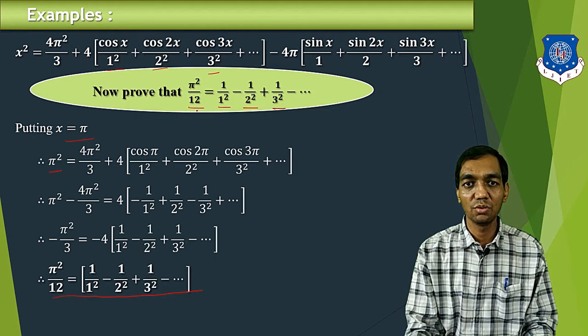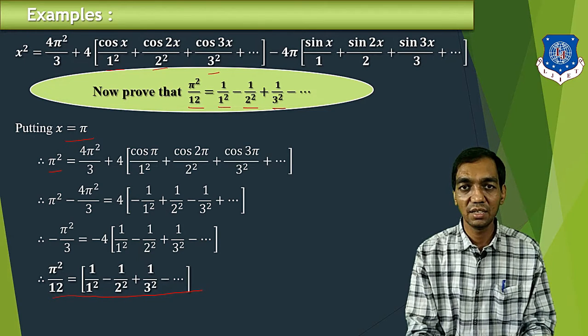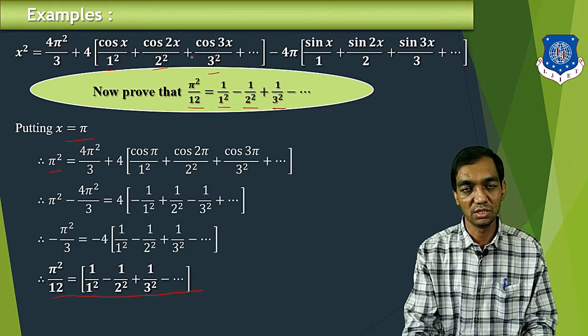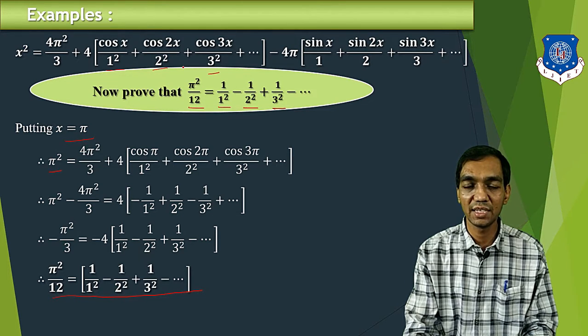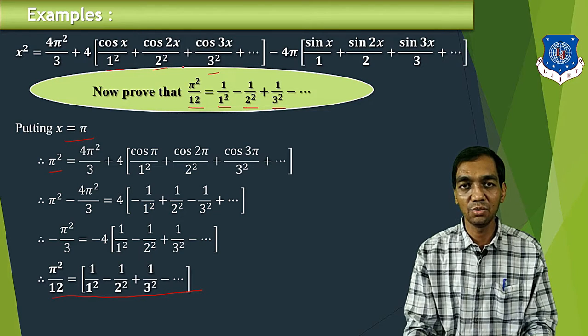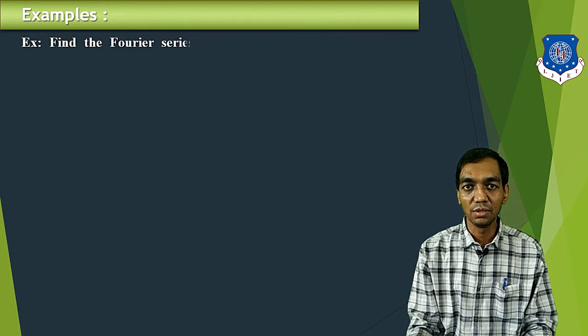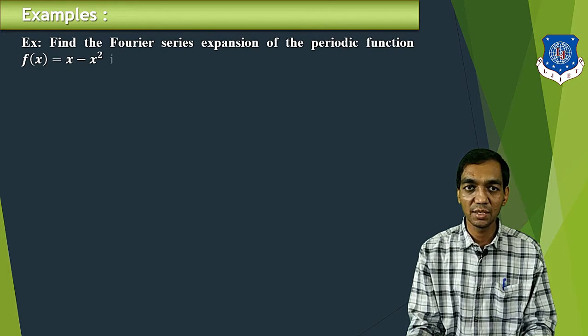So whenever you have some deduction, at that time you have to put some particular value of x in this equation. Please remember this thing. That means you have to put some particular value of x in a Fourier series and then you have to simplify it. Okay. Now we are going to check out one more example.